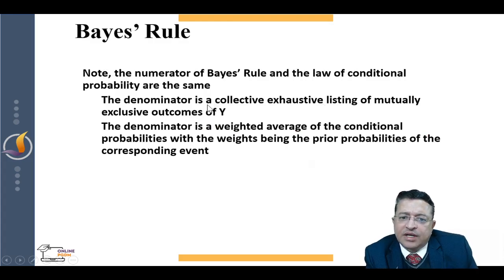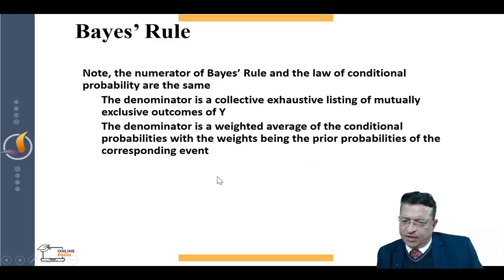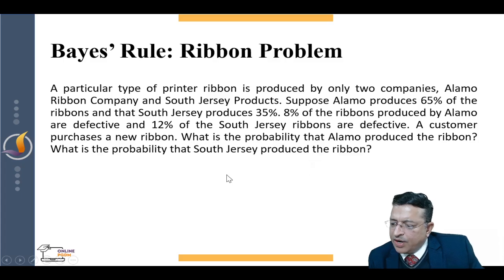So the denominator is actually the collectively exhaustive listing of mutually exclusive outcomes of Y, and the denominator is a weighted average of conditional probability with the weights being the prior probability of a corresponding event. So when you see the example, you will find it very easy.